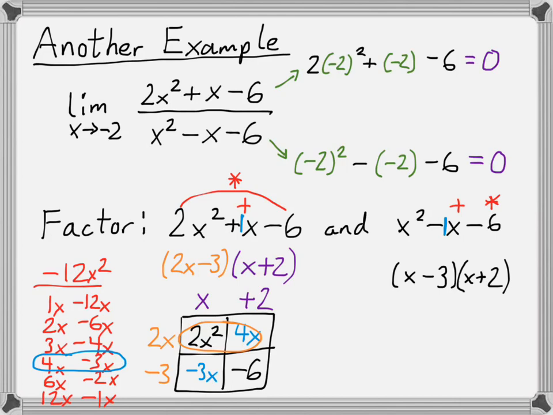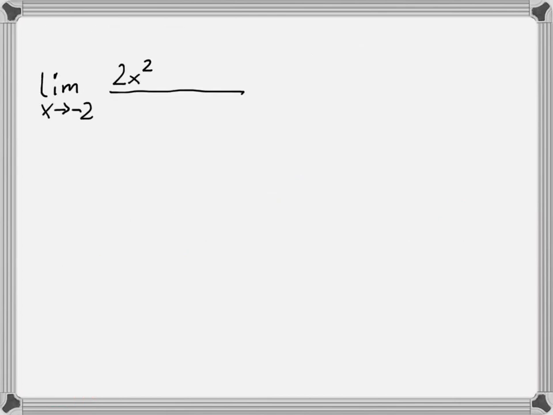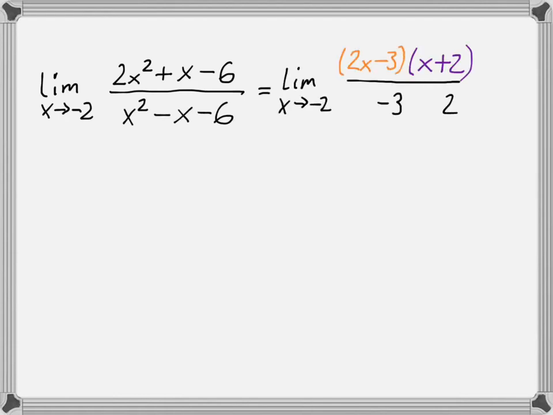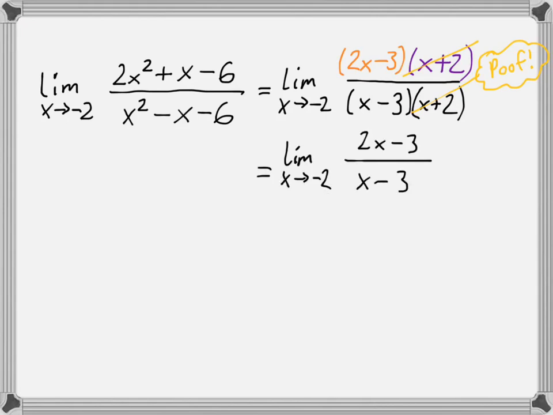Okay, hope that refreshes your memory enough. Let's finish this out. This limit must be equal to the limit as x approaches negative 2 of 2x minus 3 times quantity x plus 2 all over quantity x minus 3 times quantity x plus 2. Ah, I see what we can cancel. And poof, it's gone. The x plus 2's cancel. So now I have this limit: the limit as x approaches negative 2 of 2x minus 3 over x minus 3. Notice I'm writing the words limit as x approaches negative 2 each time.